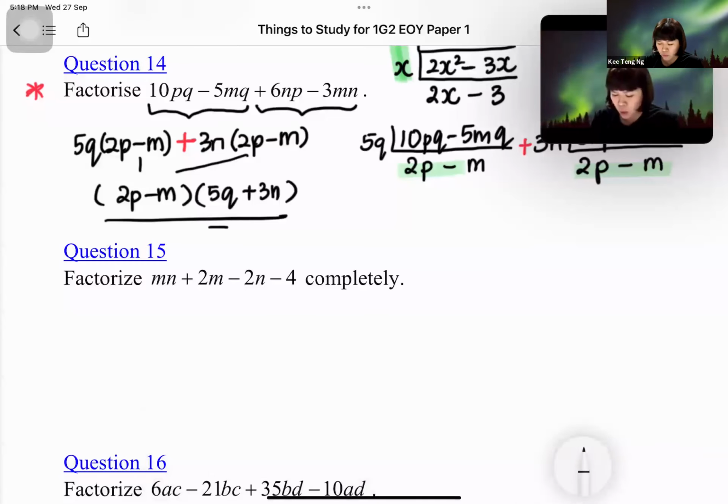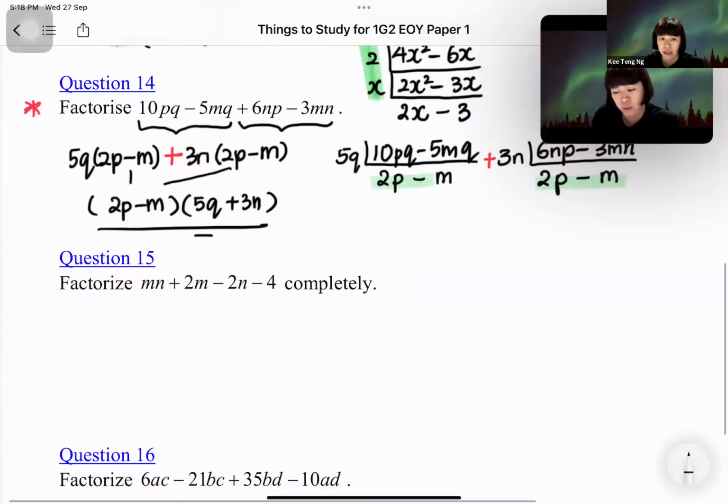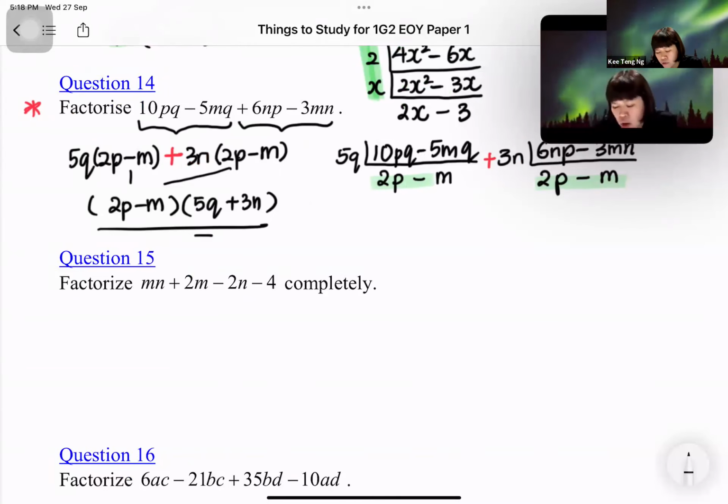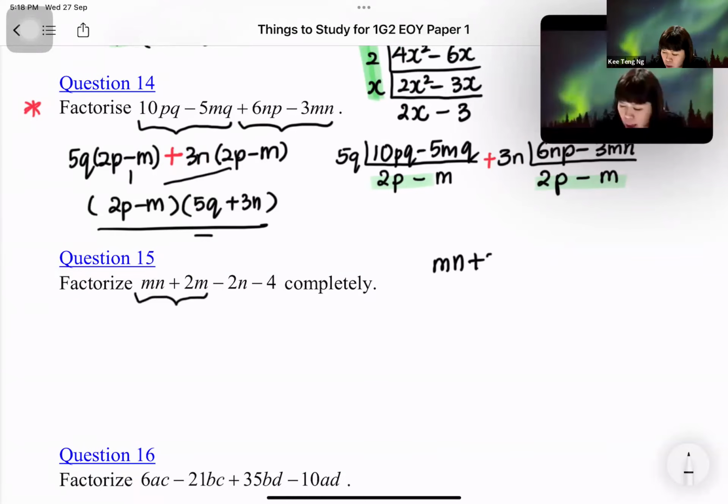I'll practice one more with a negative. I'll let you do question 16 on your own as practice, and later I give you the answer. So let's try question 15. Let's group these together. mn, who do you want to group with? You can regroup sometimes. We can group together with 2n.